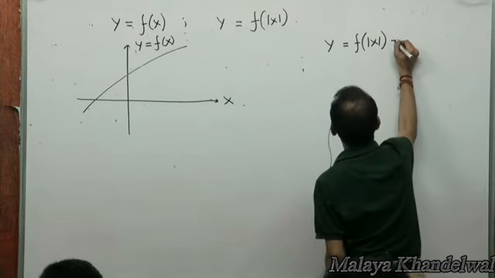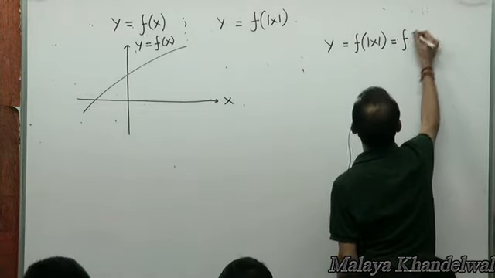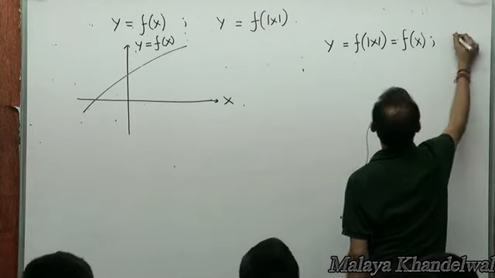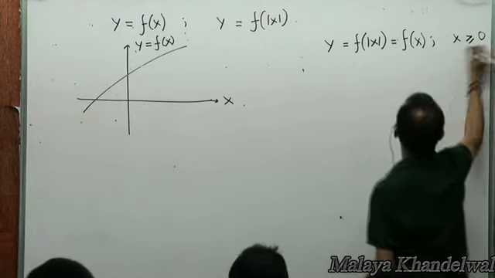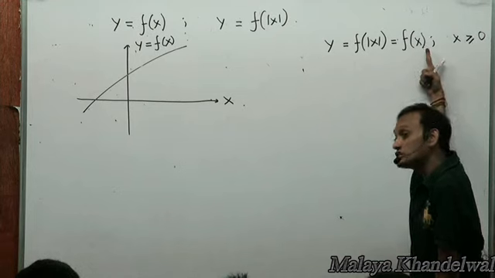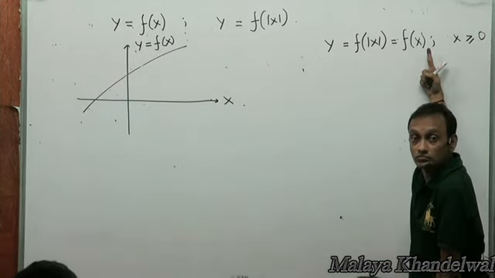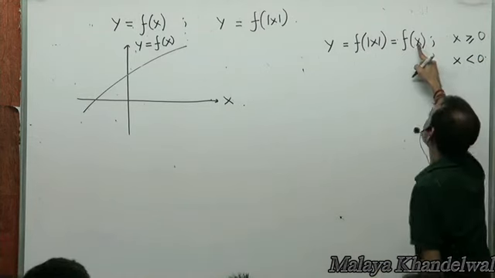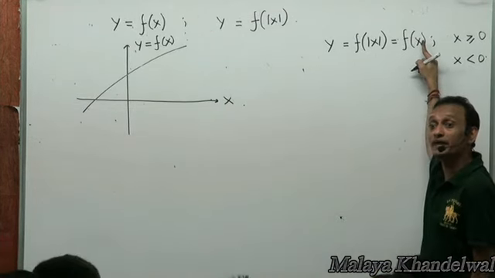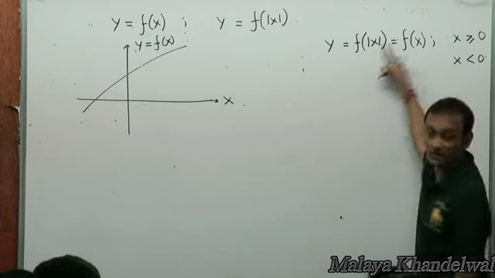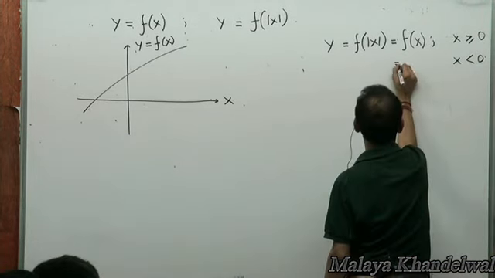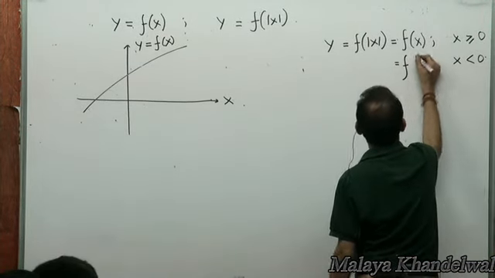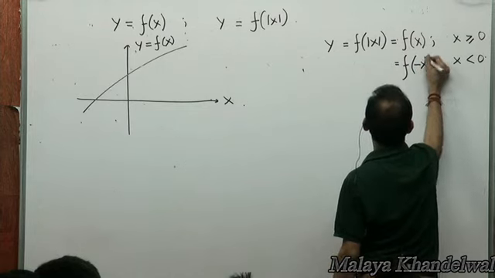Now, do you realize that this will be the same as f(x) when x is greater than or equal to 0? Because when x is greater than or equal to 0, mod x is x. Yes or no? But when x is less than 0, mod x will be minus x, so this will be f of minus x. Not minus f(x), f of minus x.